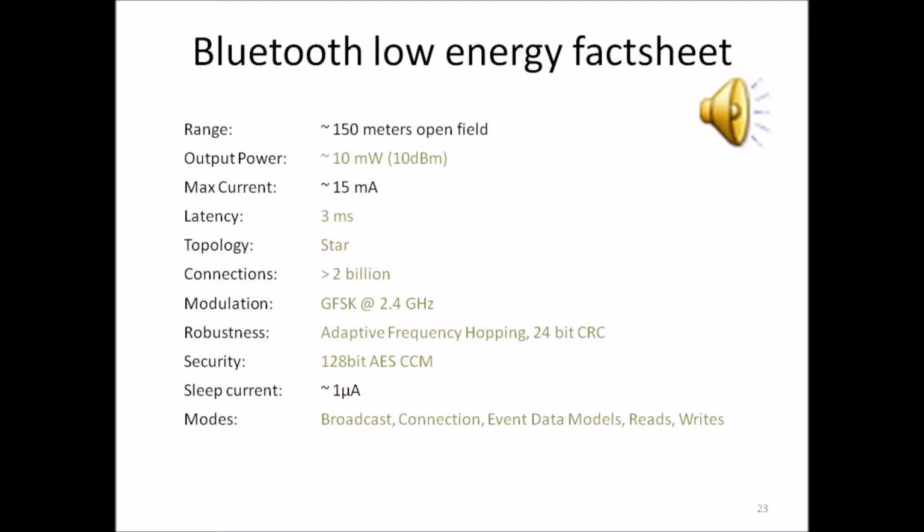This slide gives us the fact sheet about BLE. The range it can operate is around 150 meters in the open field, which is pretty decent. The output power is 10 milliwatts, and we already saw the maximum current is 15 milliampere. Latency is 3 milliseconds. The usual topology is star. Connections are greater than 2 billion devices, and for modulation it uses GFSK. Robustness is achieved through adaptive frequency hopping, and it uses a cyclic redundancy check of 24 bits. For security, it uses 128-bit AES. The modes in which it operates are broadcasting, connection, event data models, and reads and writes.